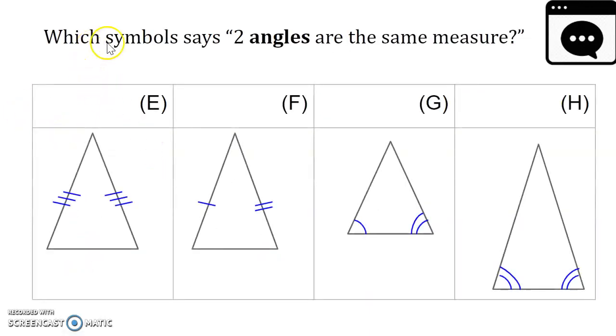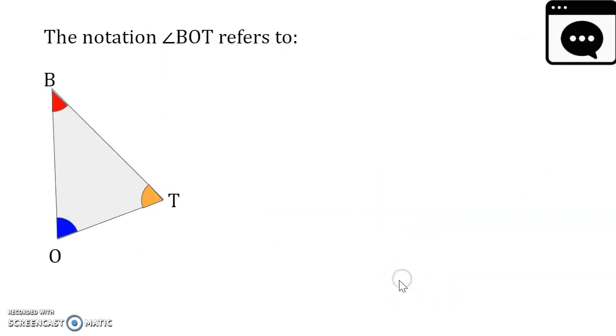All right, this time, which symbol says two angles are the same measure? So now this time we're talking about angles. Which one says two angles are the same measure? Remember, to indicate that two angles have the same measure, we use the same number of arcs. Arcs are those little sort of partial circles. Okay, so they have the same number. They have two arcs here, two arcs here. That tells me these two angles have the same measure.